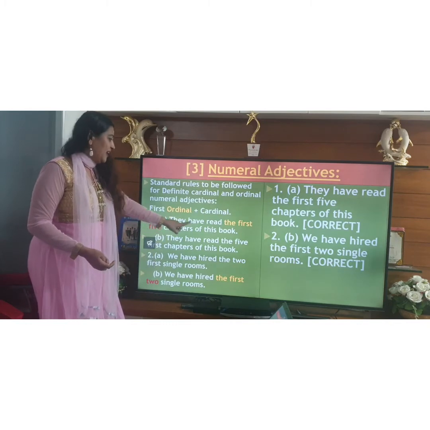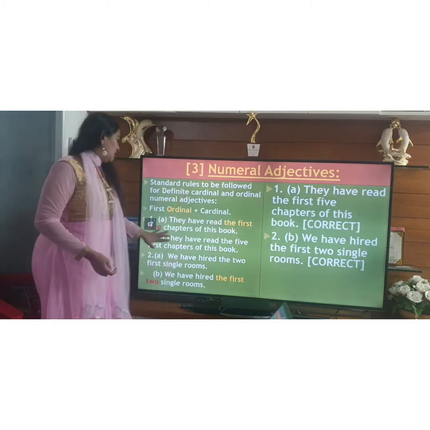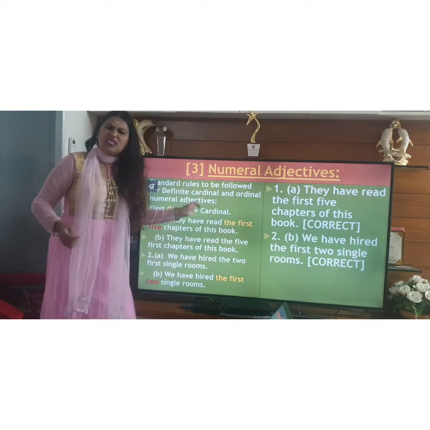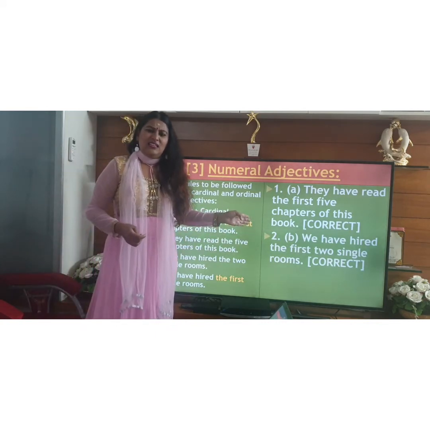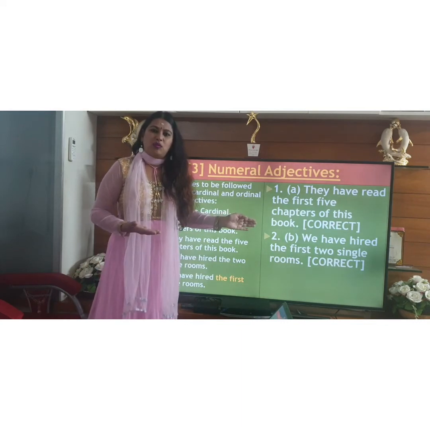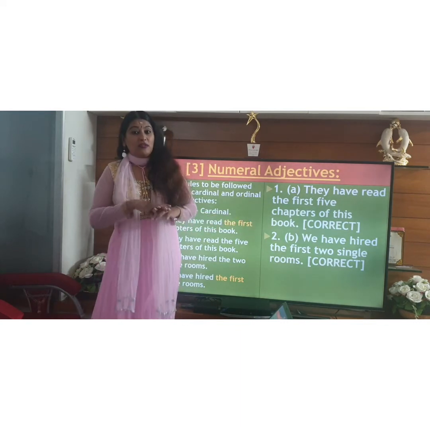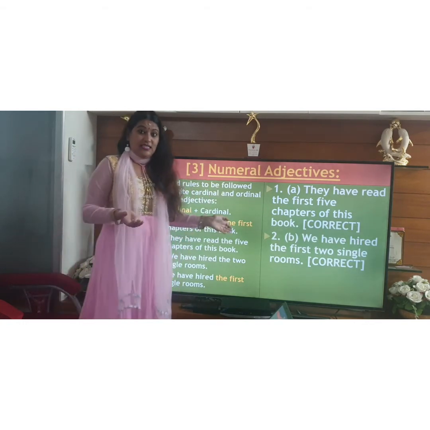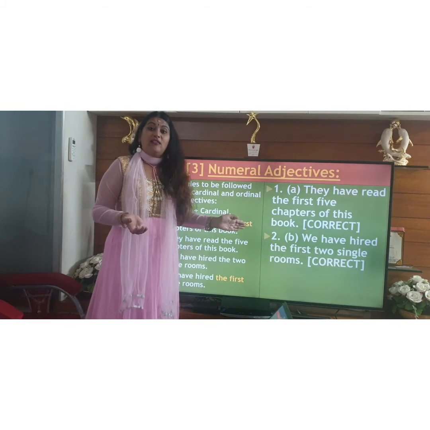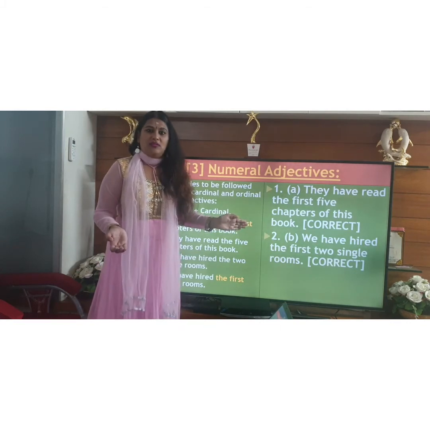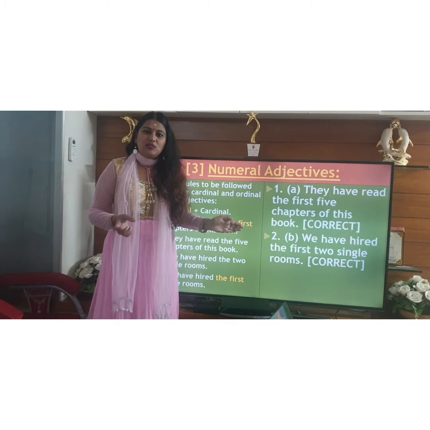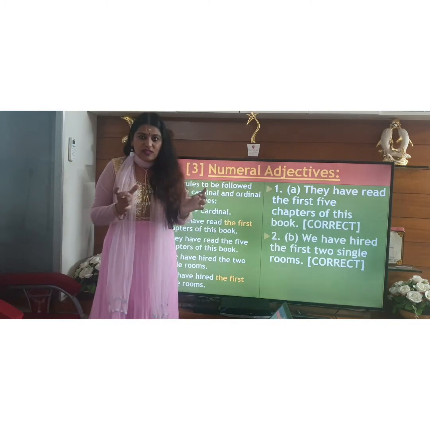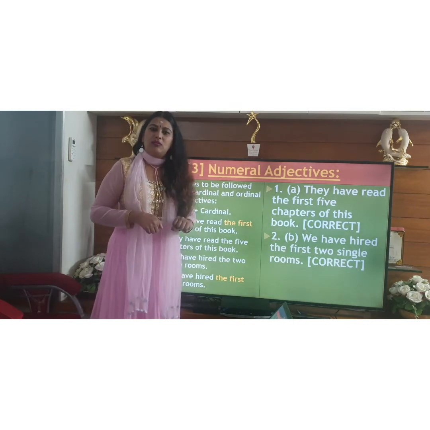So see here, there are two sentences. They have read the first 5 chapters of this book. What does it say? It says that they have read the first few chapters of the book. And it can also be said in a different way, as in the second example: they have read 5 first chapters of this book. 5 is what? Cardinal. First is what? Ordinal. First 5 and 5 first. What's the difference? This is where the rule comes into the picture.